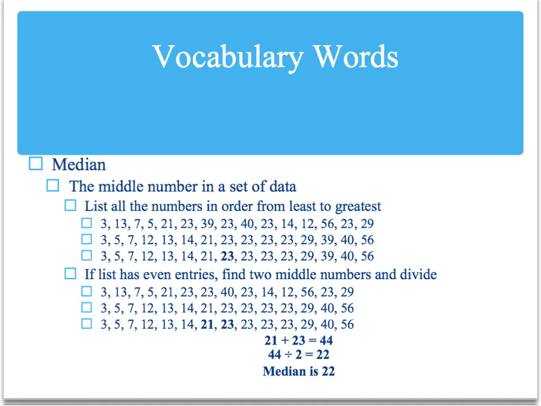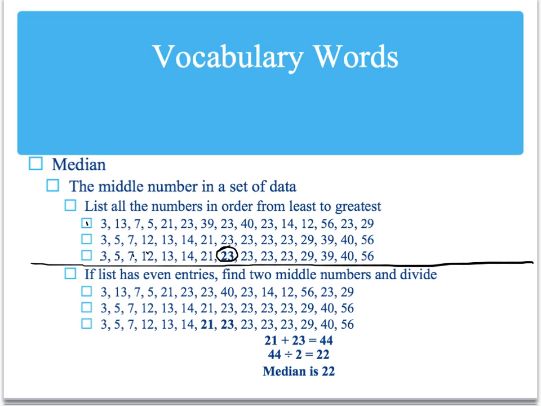Next here we have median, and the median is the middle number in a set of data. And there's two different scenarios here that I want to take us through. I'm going to draw a line between them here. So first off, we've got a set of numbers right here. 3, 13, 7, 5, and so on. Obviously out of order. In order to find the median, we need to put them in numerical order. And then, if it's an odd amount of numbers, so you've got to count them all up, 1, 2, 3, 4, and so on, then you just find the middle number, and the middle number here is 23.